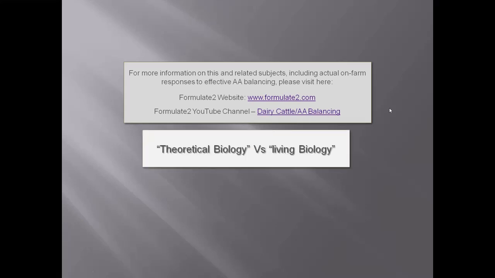In our next segment, we're going to take a look at theoretical versus living biology. We're going to take a look at approaches to modeling. We're going to look at approaches to mitigating prediction error. And we're going to do that not in any real technical detail, but our approach to it is going to be very important to understand some basic fundamental principles that have to guide us in our thinking about all of this.